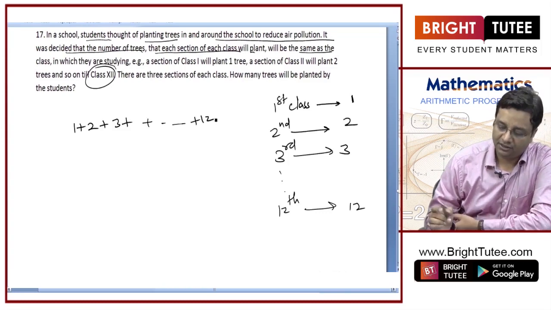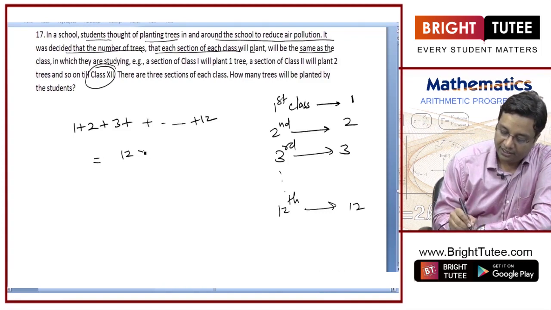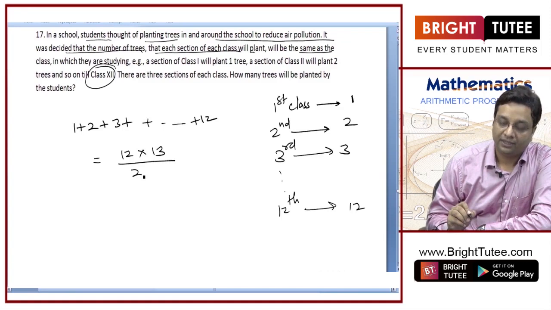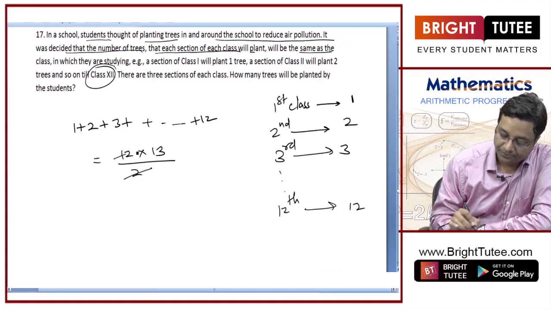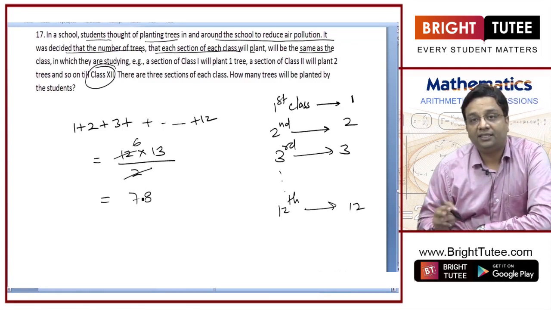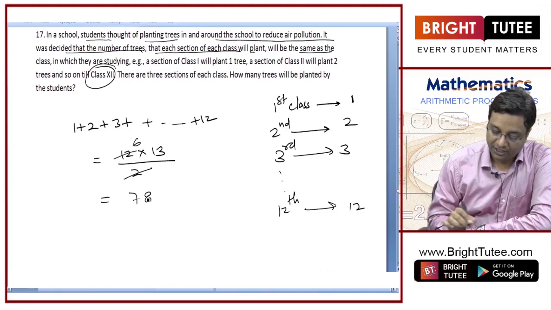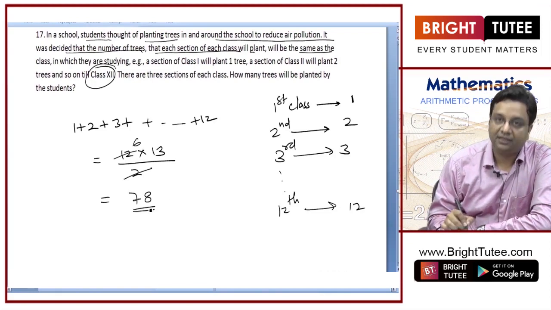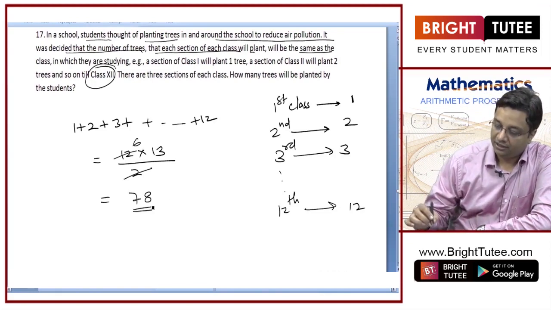So this is just the sum of the first 12 natural numbers, which is equal to n into n plus 1 by 2, which is 12 into 13 by 2, right? So which is equal to 78. Now there are 3 sections in each class, right? So we can simply multiply this result by 3 and obtain our answer, right?